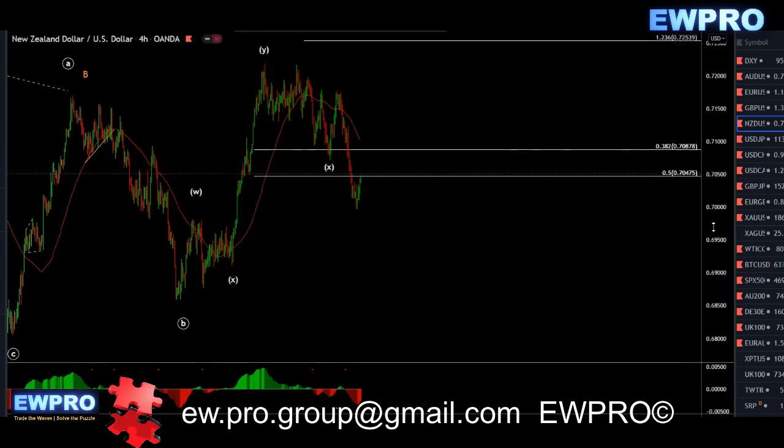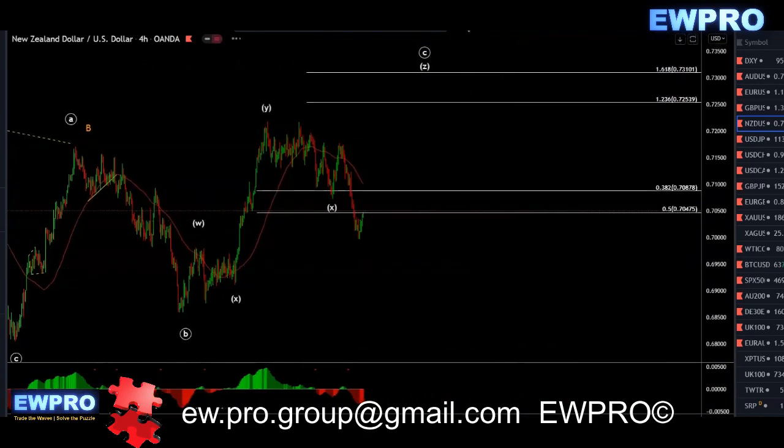On the H4, I was looking for this W, X, Y, X2 down to this 38.2. It got to the 38.2, gave us a nice impulse up. Didn't give us a flag up here though. Instead, it just fell over, and now we don't have any bullish divergence.